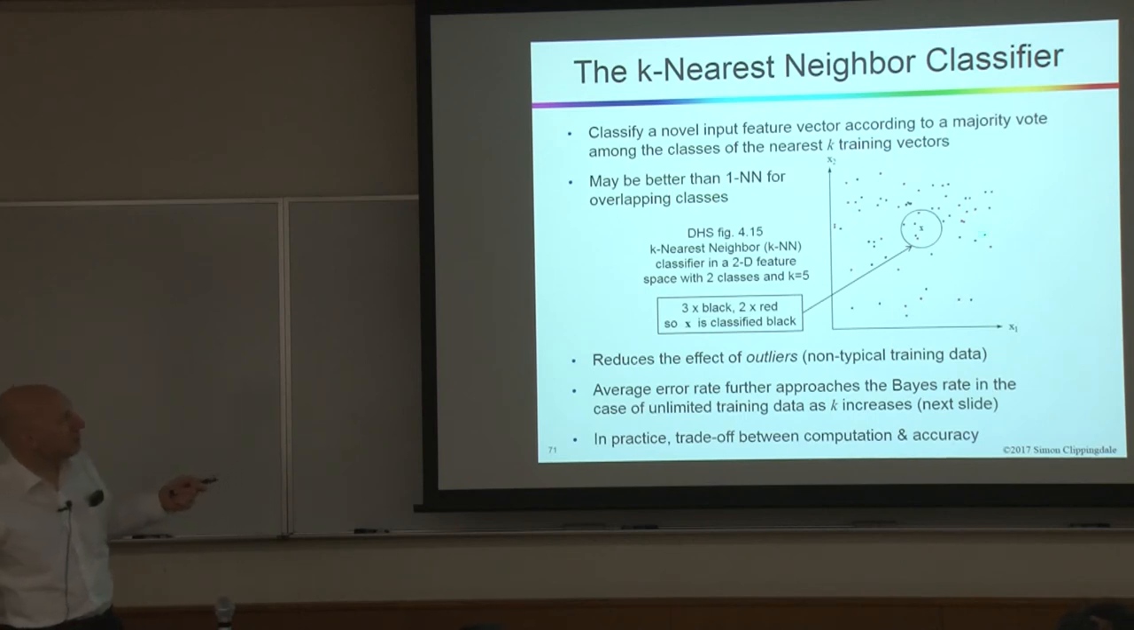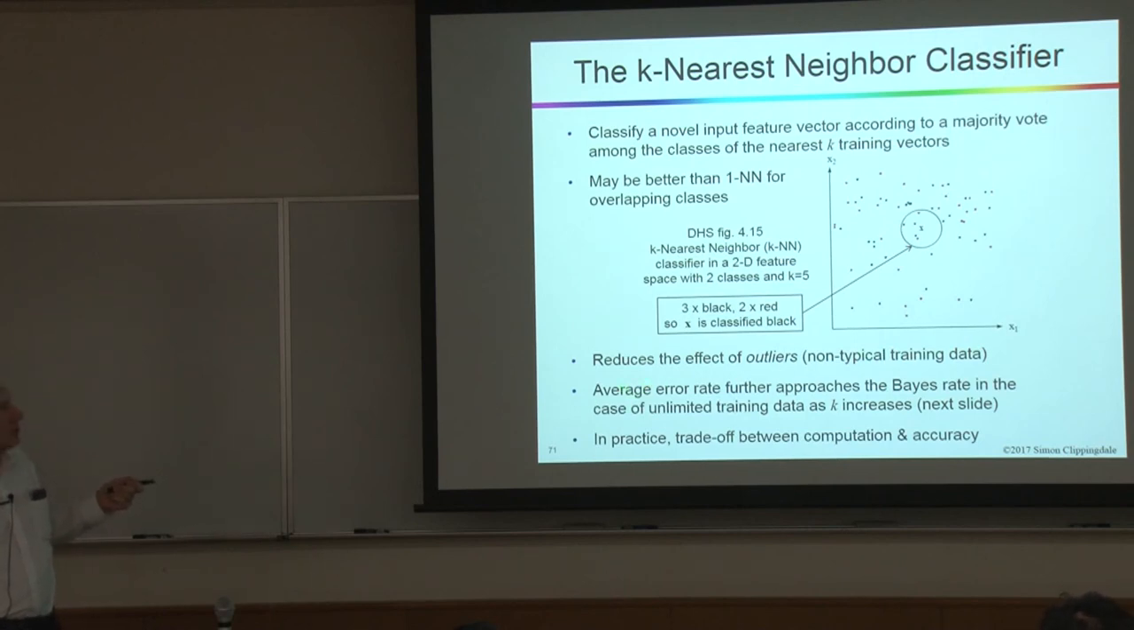So here's a case, for example. It's kind of difficult to see which is the red and which is the black, but here are the nearest five training vectors to this input vector, and three of them are black and two of them are red. So here k is 5, and we're going to assign our novel input vector x to the black class because they're in the majority of these five training vectors. Despite the increased computation here, this reduces the effect of outliers or noise effectively in the training set.